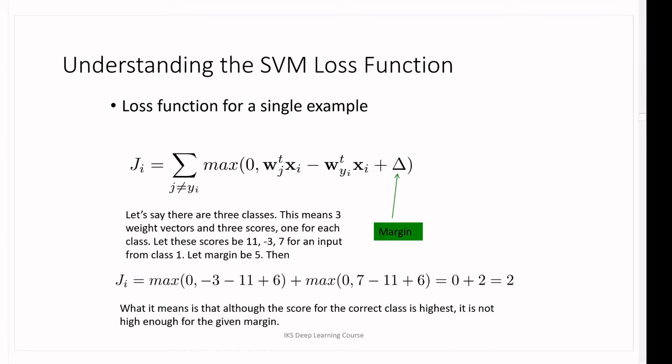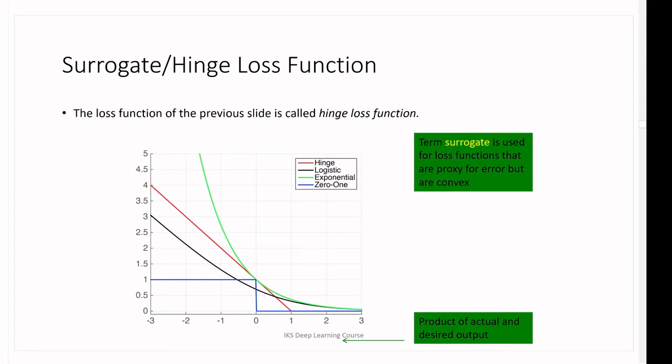So what it means is that although the score for our correct class is highest, that is, our system did not make any mistake in making the classification decision, the score is not high enough for the given margin. So basically, our loss function will have some value, which is 2 in this particular case, although the decision being made is correct.